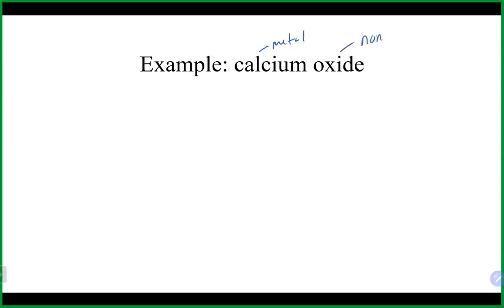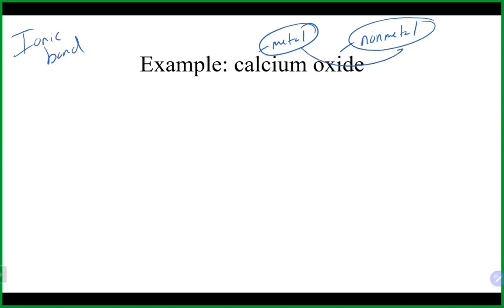Oxide is a non-metal. So once again, we have the combination that tells us this is an ionic bond. And we know from that we will get a transfer of electrons, in this case from our calcium to our oxygen.